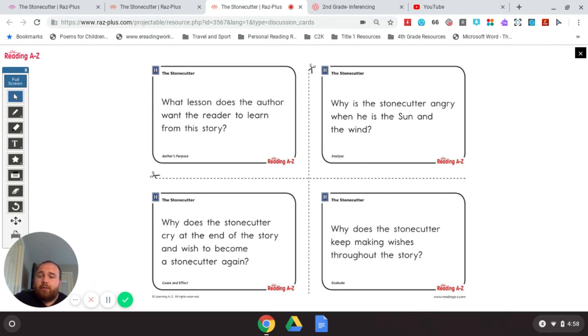Okay. The author leaves us clues, and sometimes they don't tell us stuff explicitly. And it's up to us to figure it out based on the clues he or she left behind.